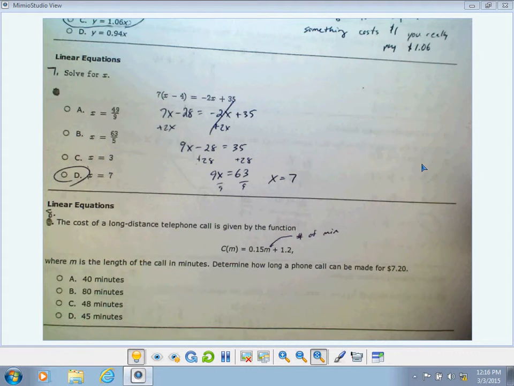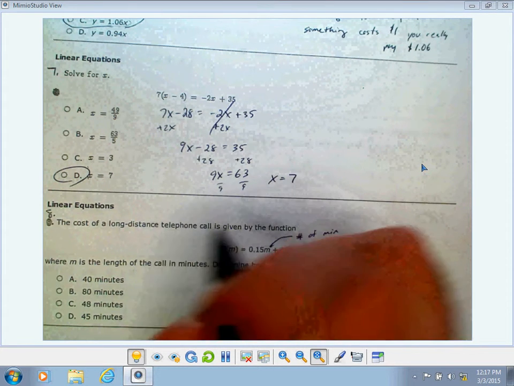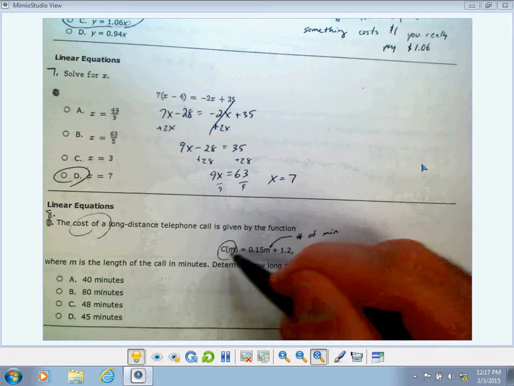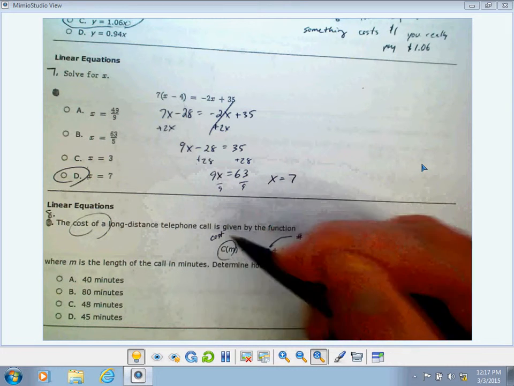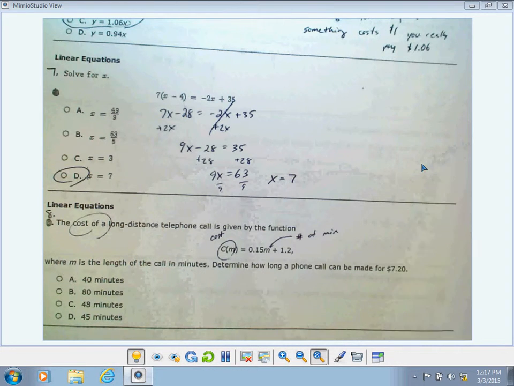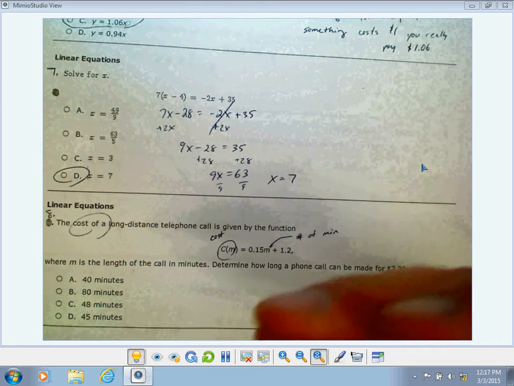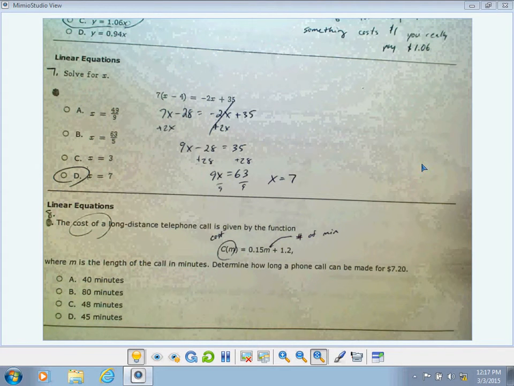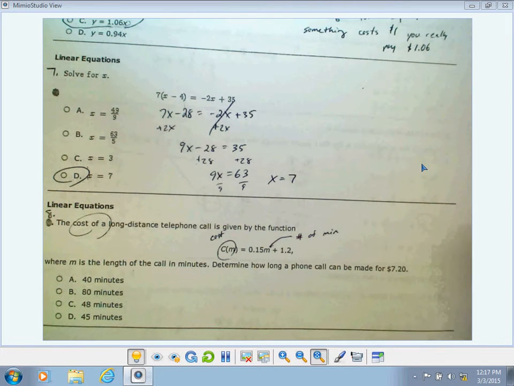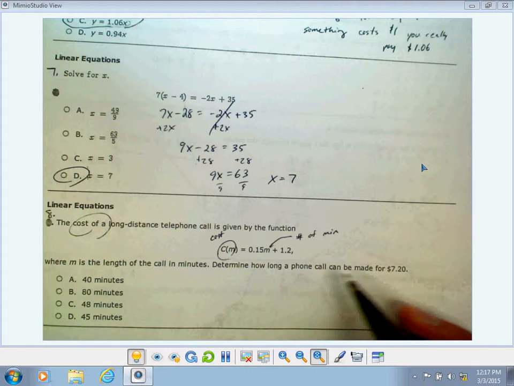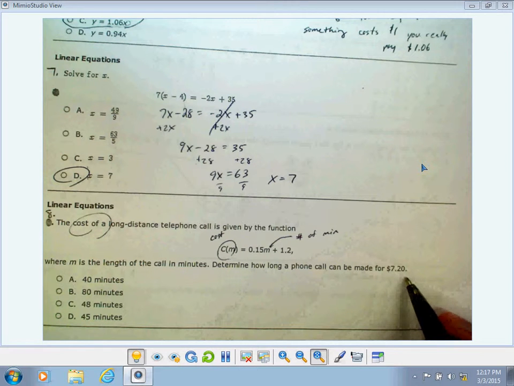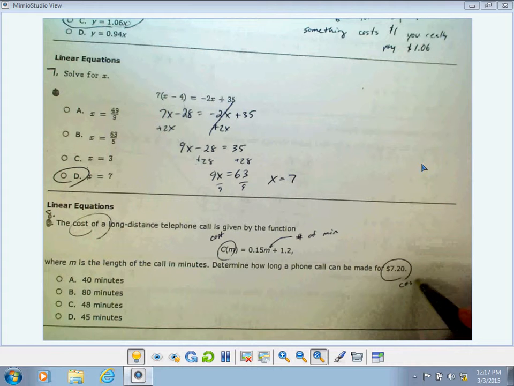Determine how long a phone call can be made for $7.20. So maybe you think about it, this is the cost based on the number of minutes. Basically what we're saying is the cost is 0.15 times the number of minutes plus 1.2. It says how long can a phone call be made for $7.20? Okay, this is the cost.